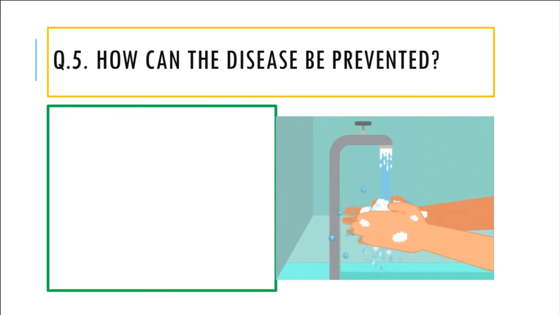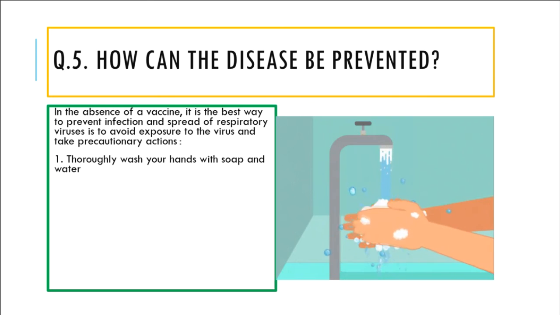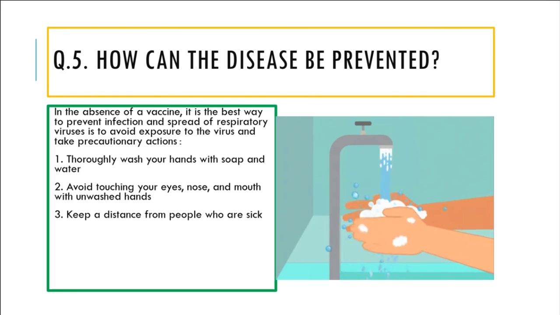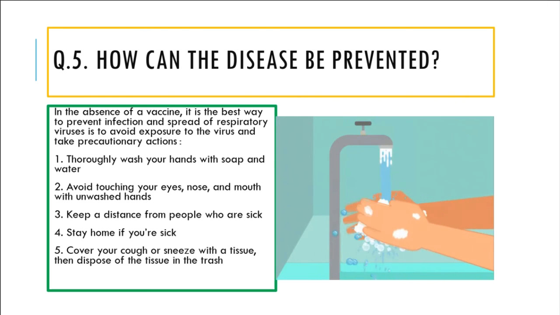Q.5. How can the disease be prevented? In the absence of a vaccine, the best way to prevent infection and spread of respiratory viruses is to avoid exposure to the virus and take precautionary actions. 1. Thoroughly wash your hands with soap and water. 2. Avoid touching your eyes, nose, and mouth with unwashed hands. 3. Keep a distance from people who are sick. 4. Stay home if you're sick. 5. Cover your cough or sneeze with a tissue, then dispose of the tissue in the trash. 6. Clean and disinfect surfaces.